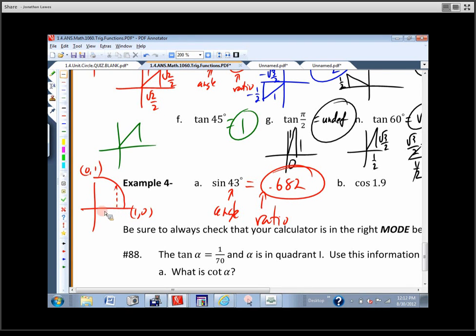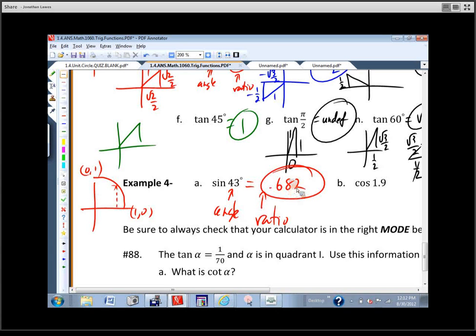let's look at that x-coordinate and that y-coordinate. That's a pretty big y-coordinate. Does it look like it's closer to 0 or closer to 1? Looks closer to 1 to me, doesn't it to you? So we'd expect something that's bigger than a half for that answer.